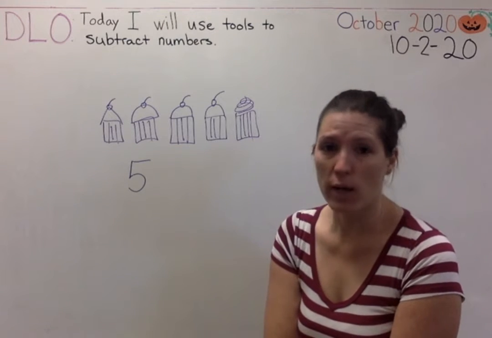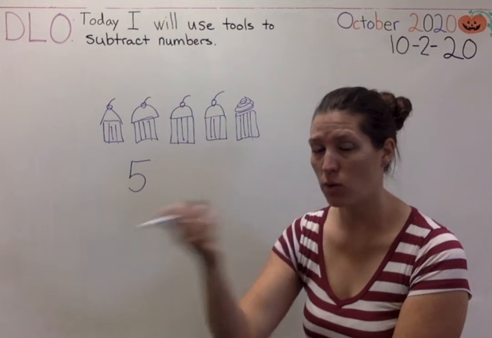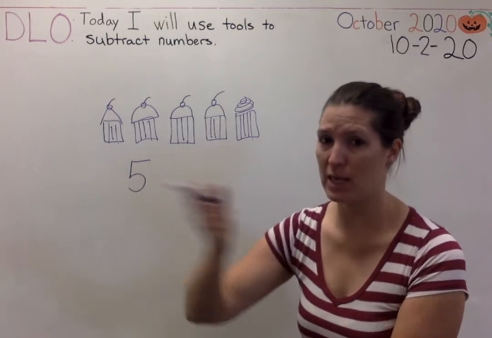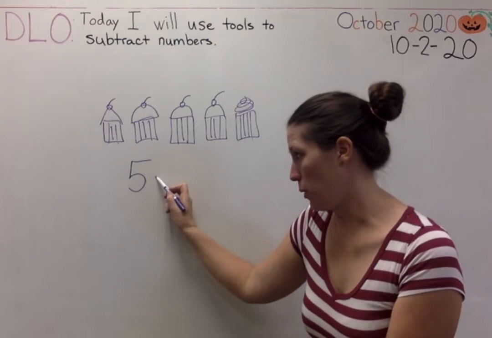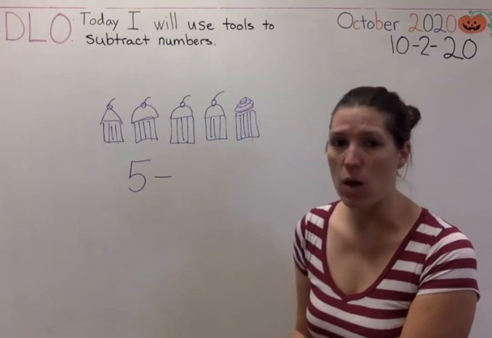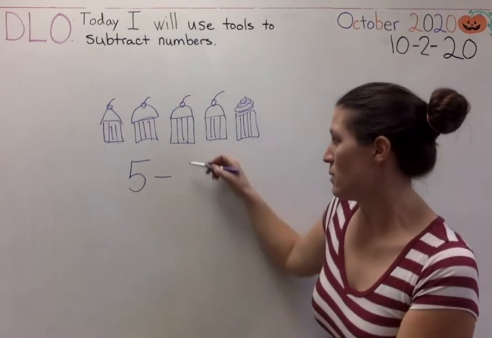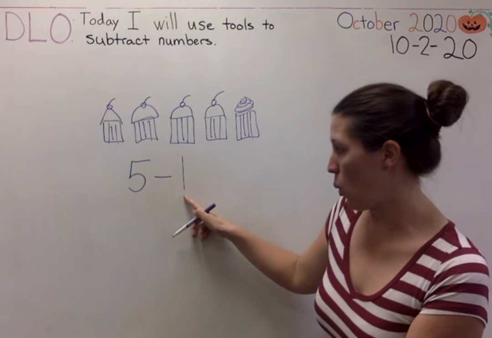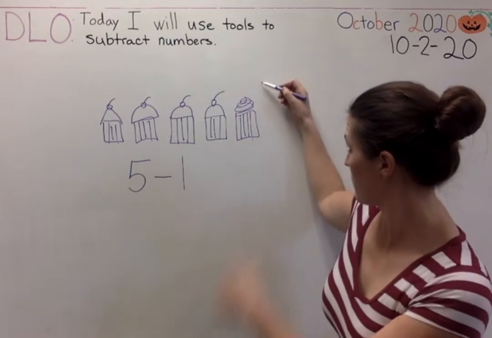I gave 1 cupcake to my friend. I gave. I took away from the rest. Gave. So our operation will be minus. I gave away 1 cupcake. How many left? 1. I gave away 1 cupcake. I'm going to use the strategy of crossing out.